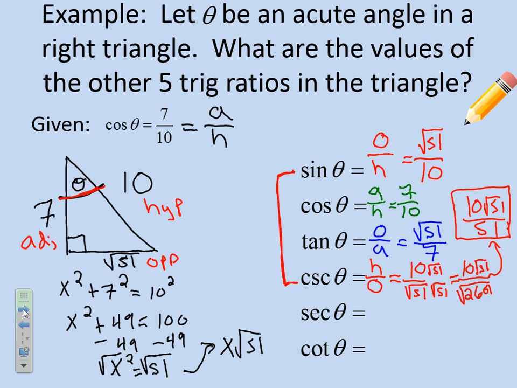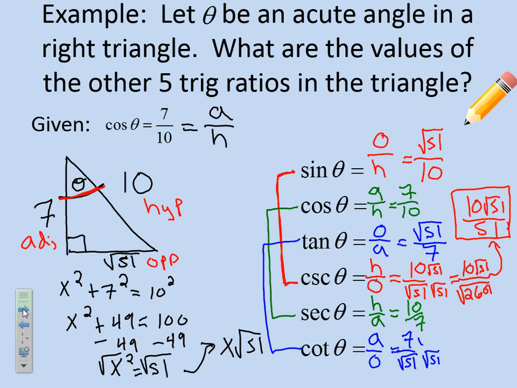Moving on, we have secant. Well, cosine and secant are opposite, so it's going to be hypotenuse over adjacent. My hypotenuse is 10. My adjacent is 7. And last but not least, tangent and cotangents are opposite, so I have adjacent over opposite. My adjacent is 7. My opposite is the square root of 51. Once again, can't have square roots on the bottom.